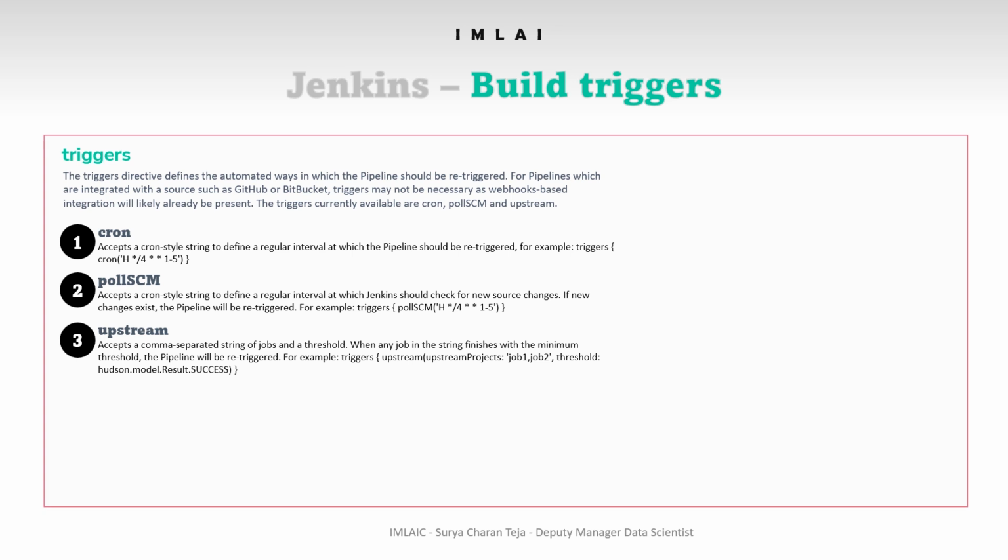Similarly, you can go for pollSCM. Even that accepts a cron-style string to define a regular interval at which Jenkins should check for new source changes. If new changes exist, the pipeline will be re-triggered. For example, you can take this example. This is also similar to that. And upstream accepts a comma-separated string of jobs and a threshold. When any job in the string finishes with the minimum threshold, the pipeline will be re-triggered. You can see that example.